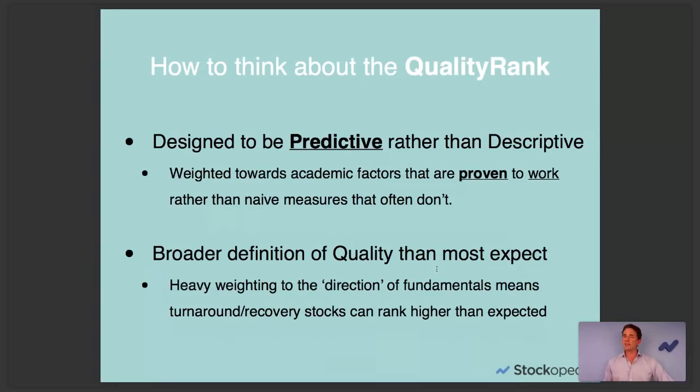Once again, we designed the QualityRank to be predictive rather than descriptive. So it's weighted towards those academic factors like the F-score and gross profitability that are proven to work rather than more naive measures that don't. And it's also a broader definition of quality than most expect. So there is a heavy weighting towards the direction of fundamentals, which means that it can pick up turnaround and recovery stocks much more quickly than other measures that might focus on current profitability. So it's actually very, very useful in lots of different ways.